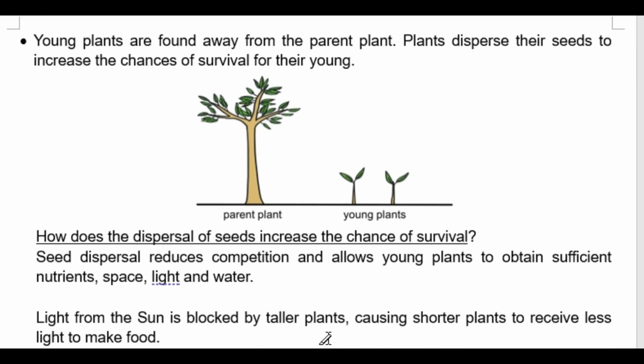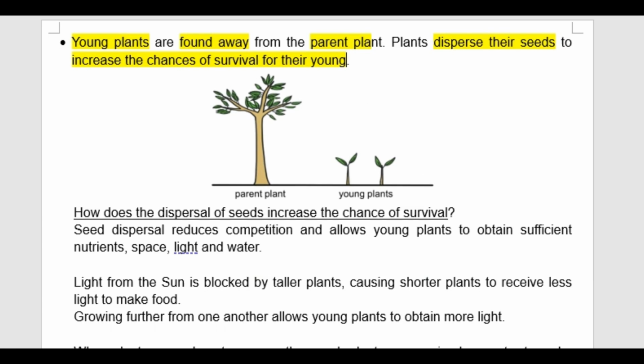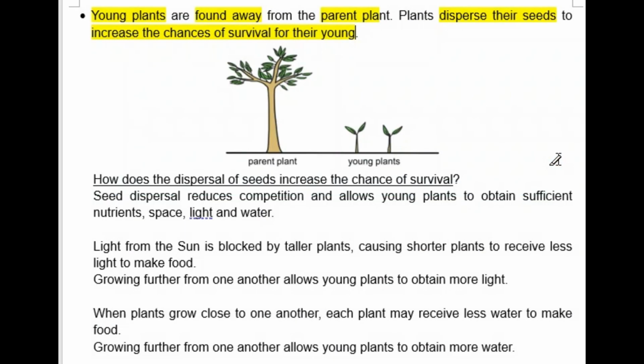Young plants are found away from the parent plant. Plants disperse their seeds to increase the chances of survival for their young. How does the dispersal of seeds increase the chance of survival? Seed dispersal reduces competition and allows young plants to obtain sufficient nutrients, space, light and water.